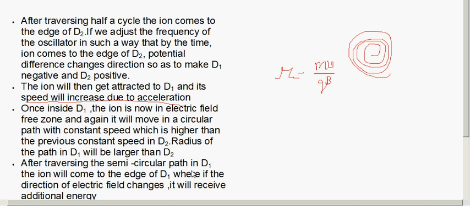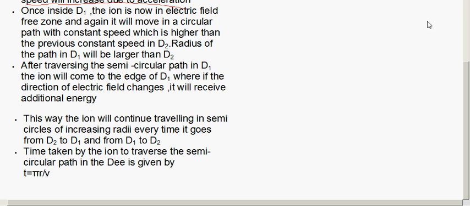After traversing the semicircular path in D1, the ion will come to the edge of D1. Now again, when it comes to the edge of D1, you change the polarity and the particle will be attracted towards D2, and this continuously happens repeatedly. This process is happening, and it receives a very high energy during this process. This way the ion will continue travelling in semicircles of increasing radii every time it goes from D2 to D1 and from D1 to D2.